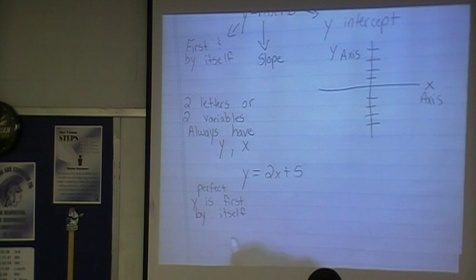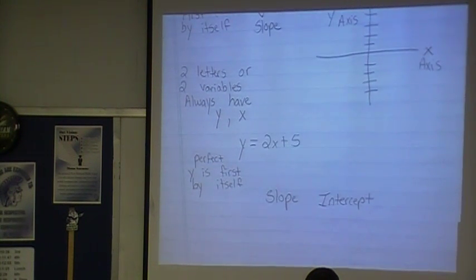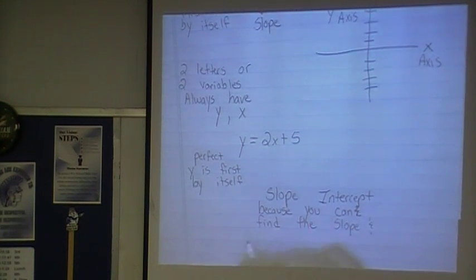But anyway, the reason it is called slope intercept is because you can find the slope and the y-intercept. The whole reason it's called slope intercept is you can look at that equation and you can find the slope and the y-intercept.